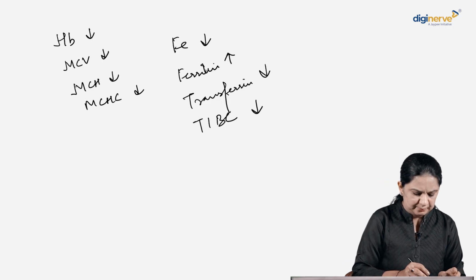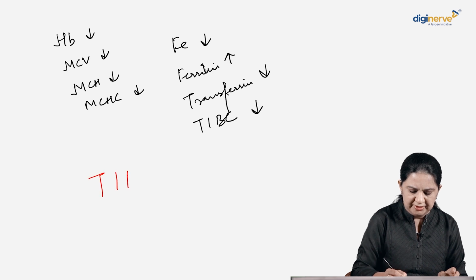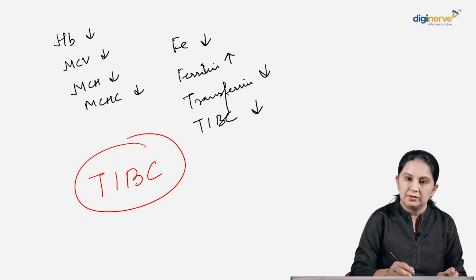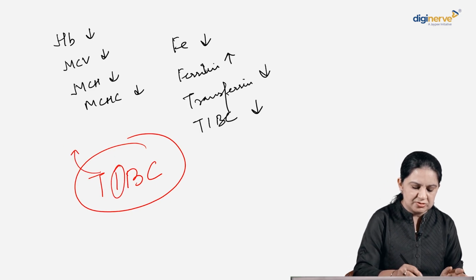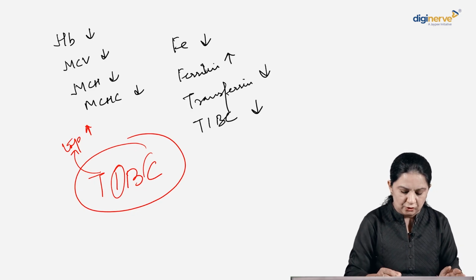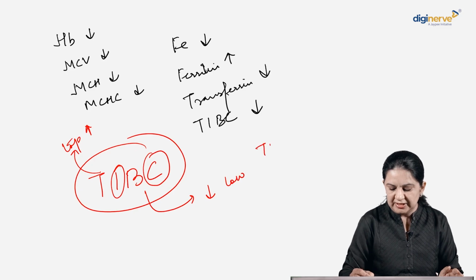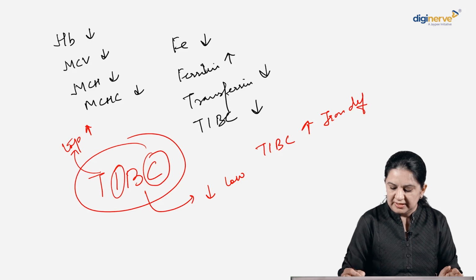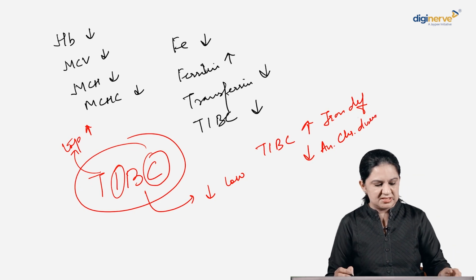How will you remember this? Please remember this mnemonic: TIBC for total iron binding capacity. In iron deficiency anemia, it was on the top or increased, and in anemia of chronic disease, it was below or low. So TIBC is raised in iron deficiency. TIBC is reduced in anemia of chronic disease. I hope you will remember this.